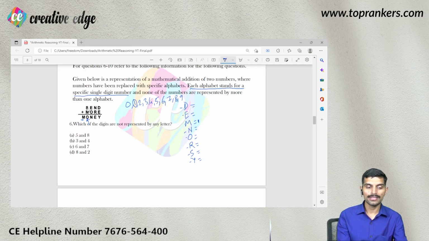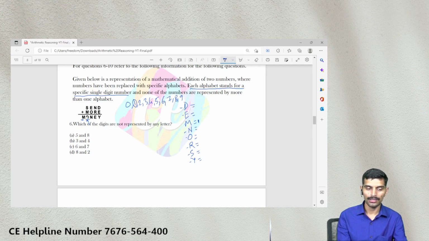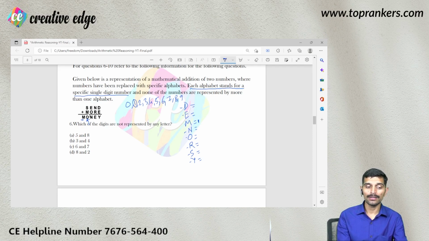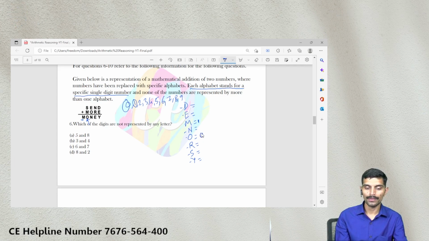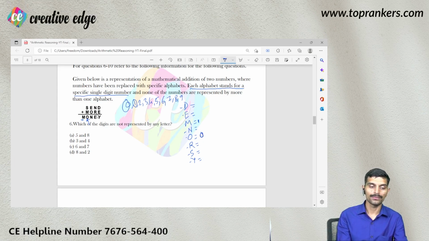If this S is 8, then we have a carry of 1. 1 plus 8 is 9, 9 plus 1 is 10, right? If this is 9 and this is 1 and we had a carry of 1, then it would be 11. So this should be M, not O. So from here we can determine that the value of O is 0. So we are able to decode these two values. This is 1, this is 0, right?